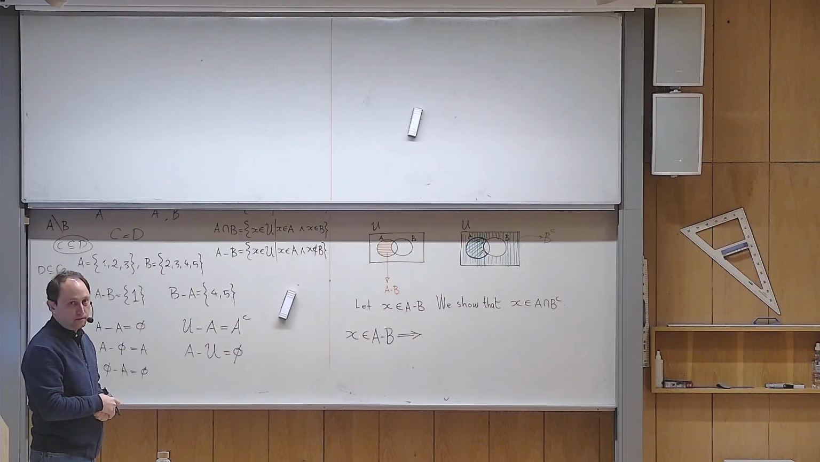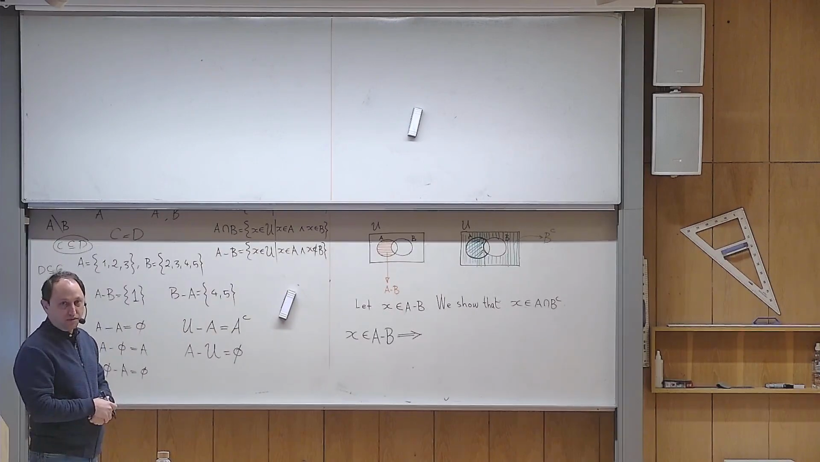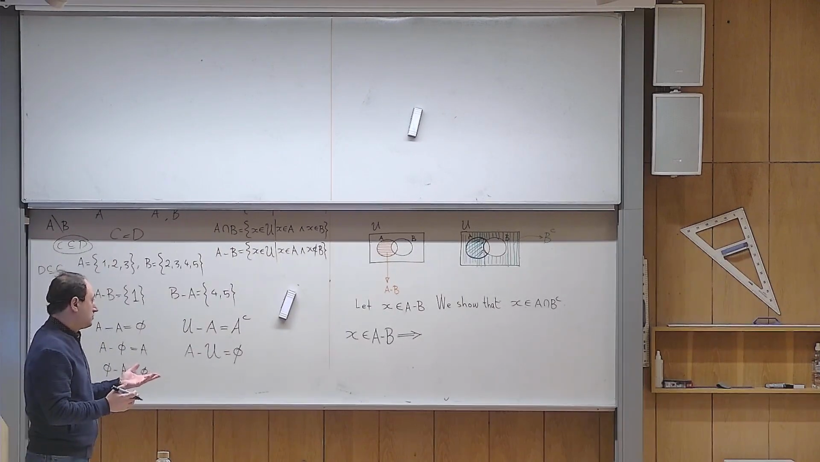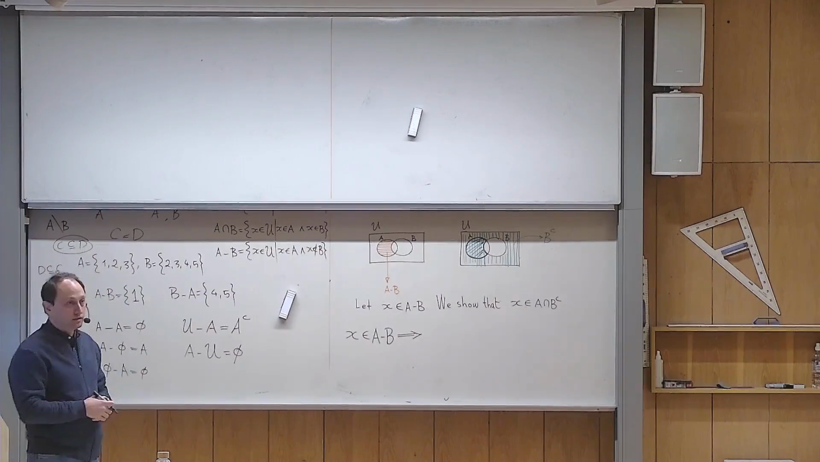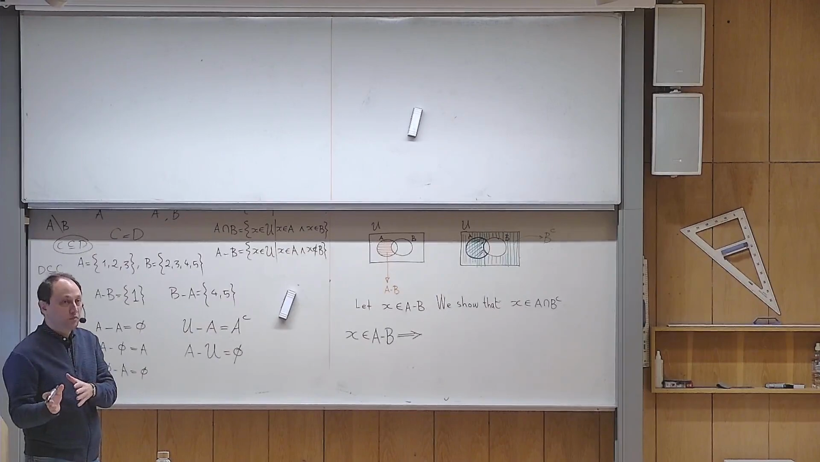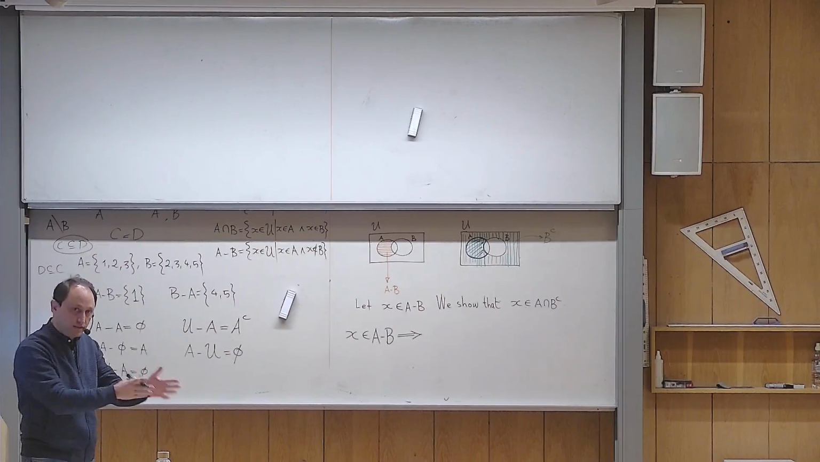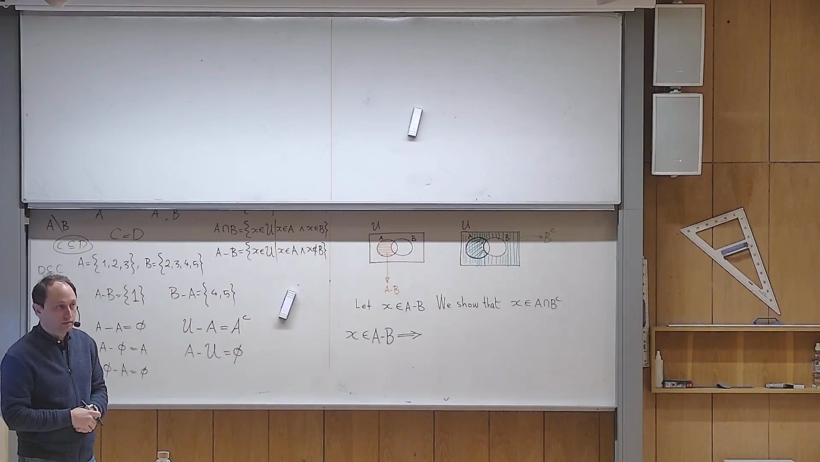Yes? X is not in B. Okay, why? Of course, this is correct, but why did you choose that X is not in B? Just the first thing I thought of. No, but the first thing that you need to think of is the definition of A minus B. If X is not in B, there is no guarantee that X is in A minus B.